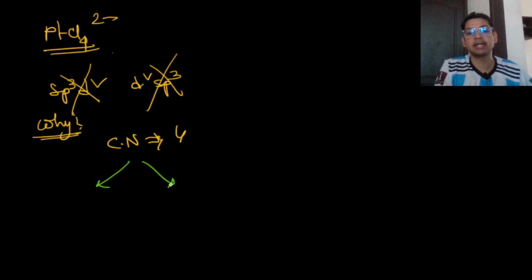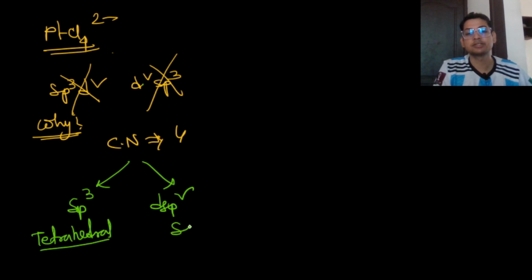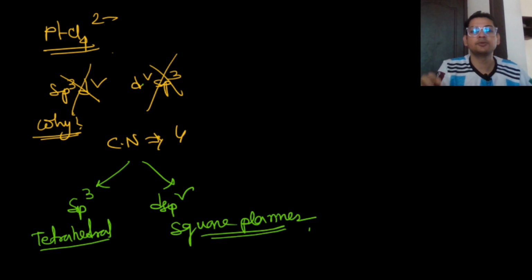PtCl4 2 minus. Sir, it cannot be sp3d2 or d2sp3. Why? Because its coordination number is 4. You see, 4 ligands are there. If 4 ligands are there, that means it can have two possibilities. One is sp3, another is dsp2. One is tetrahedral, another one is square planar. Are you getting my point? So you don't have to check for this.